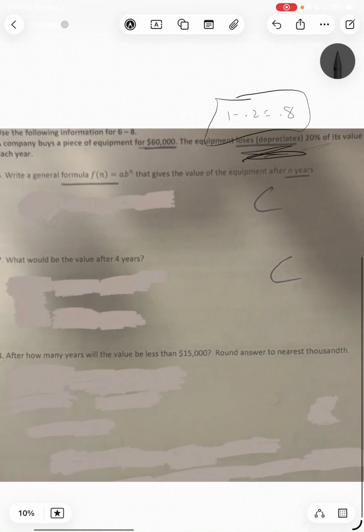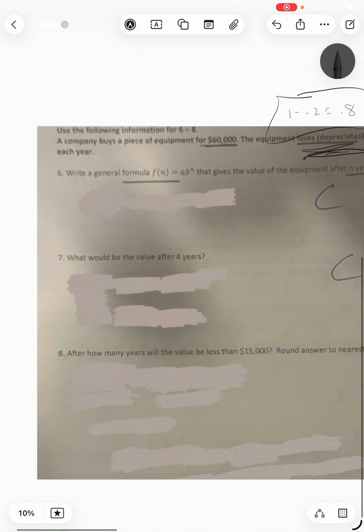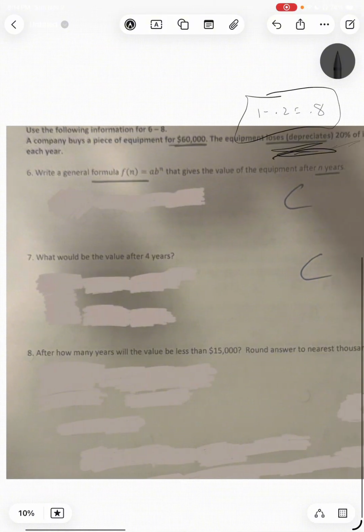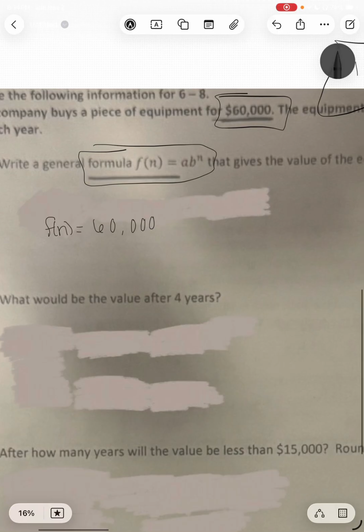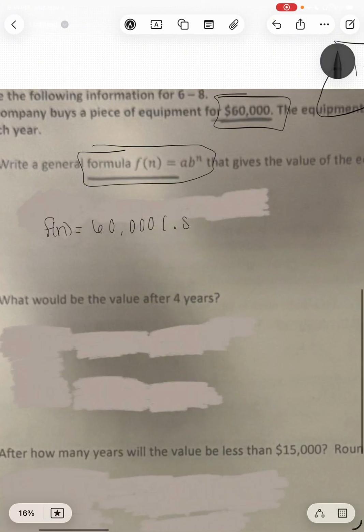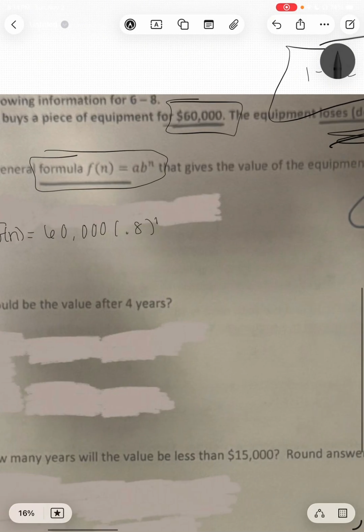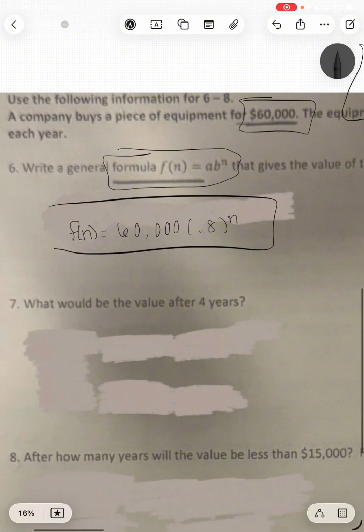Company buys equipment and the equipment loses value. And then write a general formula, f of n equals a times b to the n power, which is a geometric function. So f of n, and we have our starting point, which is 60K, and then our rate is 0.80 to the n power. So there is our general formula after n years.